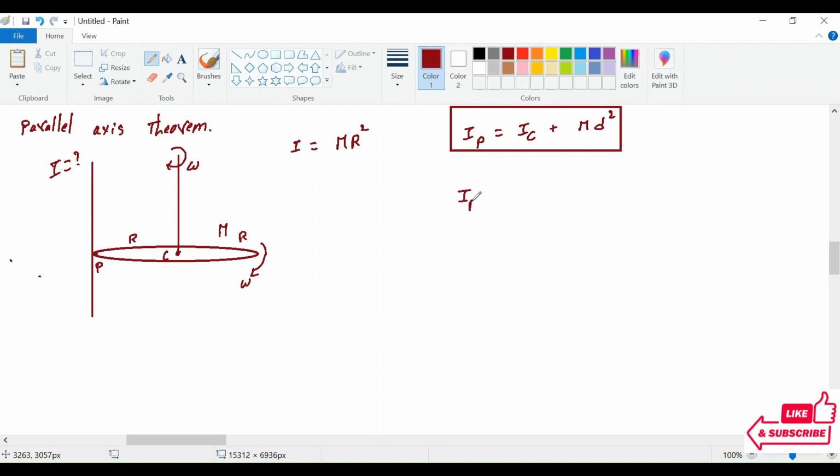So I at point P is equal to I at the center of mass, which is MR square, plus M D square, M into r square. So I at this point P is equal to 2 MR square. In this way you can use this parallel axis theorem.